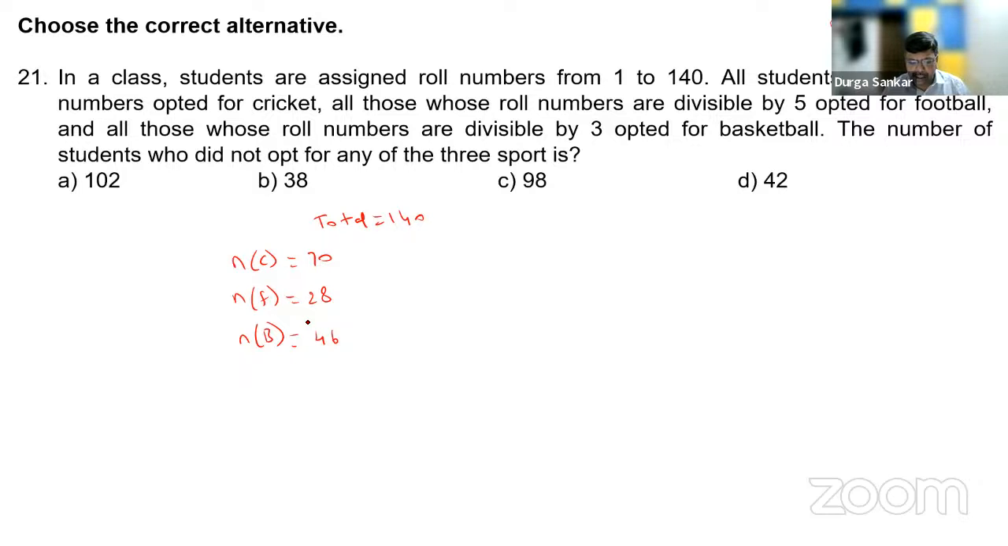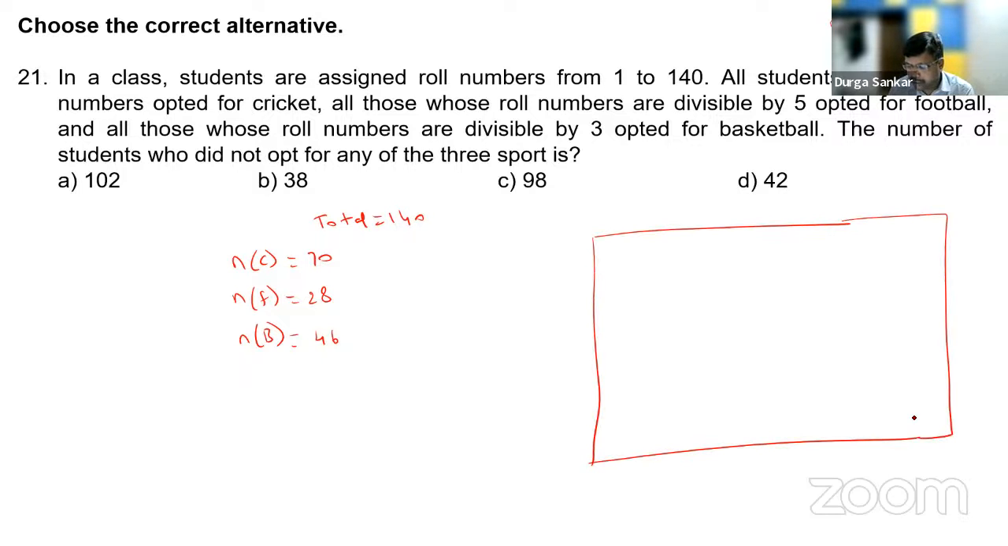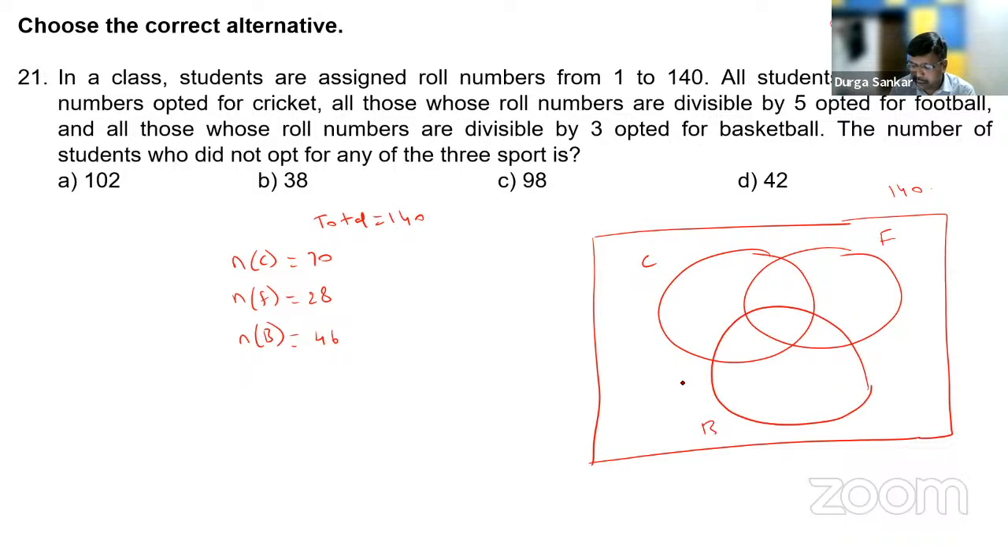I believe there is some data missing. No, I think that's all. So how do we answer this? From here, either you can use set theory or you can use Venn diagrams, whichever you are more comfortable with, right? Suppose if I use Venn diagrams. Total is 140. Cricket, football, basketball. Cricket is 70, football is 28, basketball is 46.